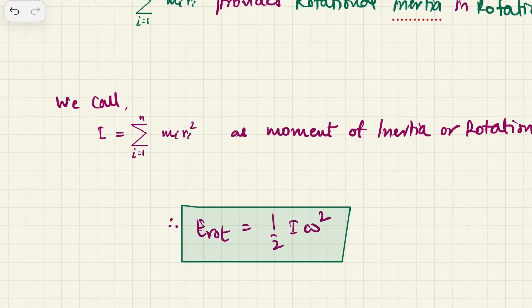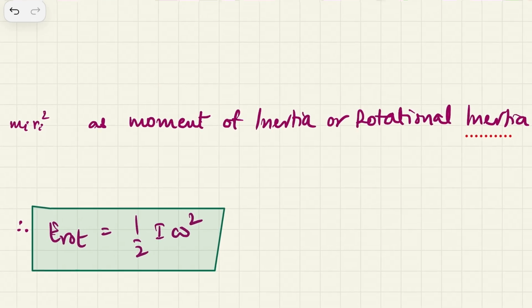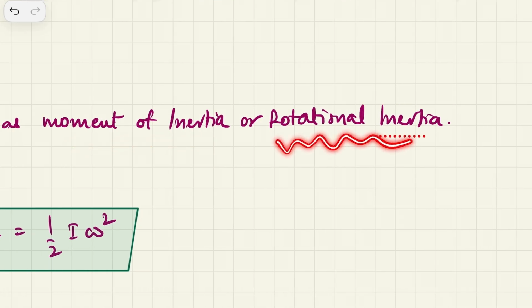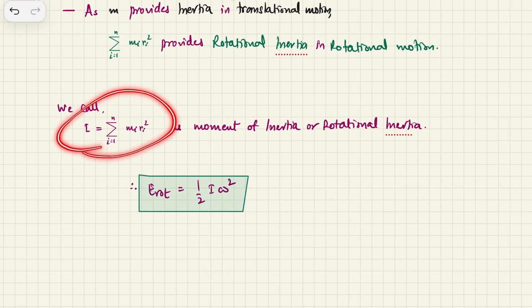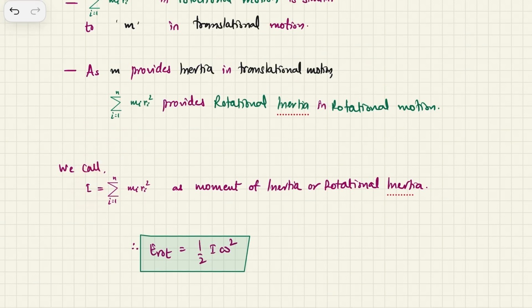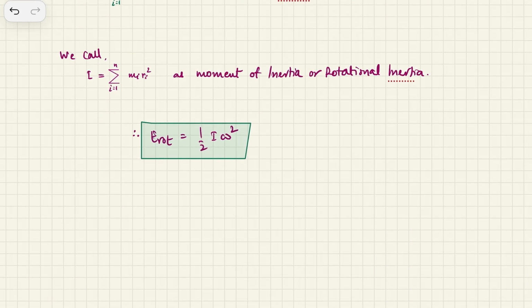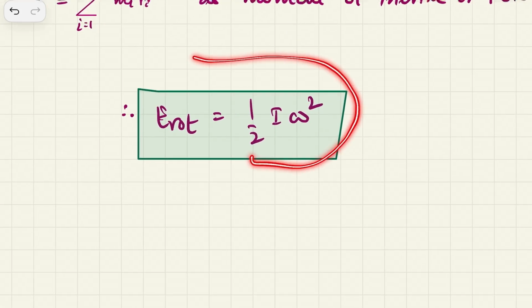Now what we are going to do is call this term I, as moment of inertia, or we also call it rotational inertia. So summation i equal to 1 to n mi ri square is called moment of inertia or rotational inertia. So if I put I in place of this summation, I'll get E rotational is equal to half of I omega square. E rotational is equal to half of I omega square. This is what the rotational kinetic energy is.